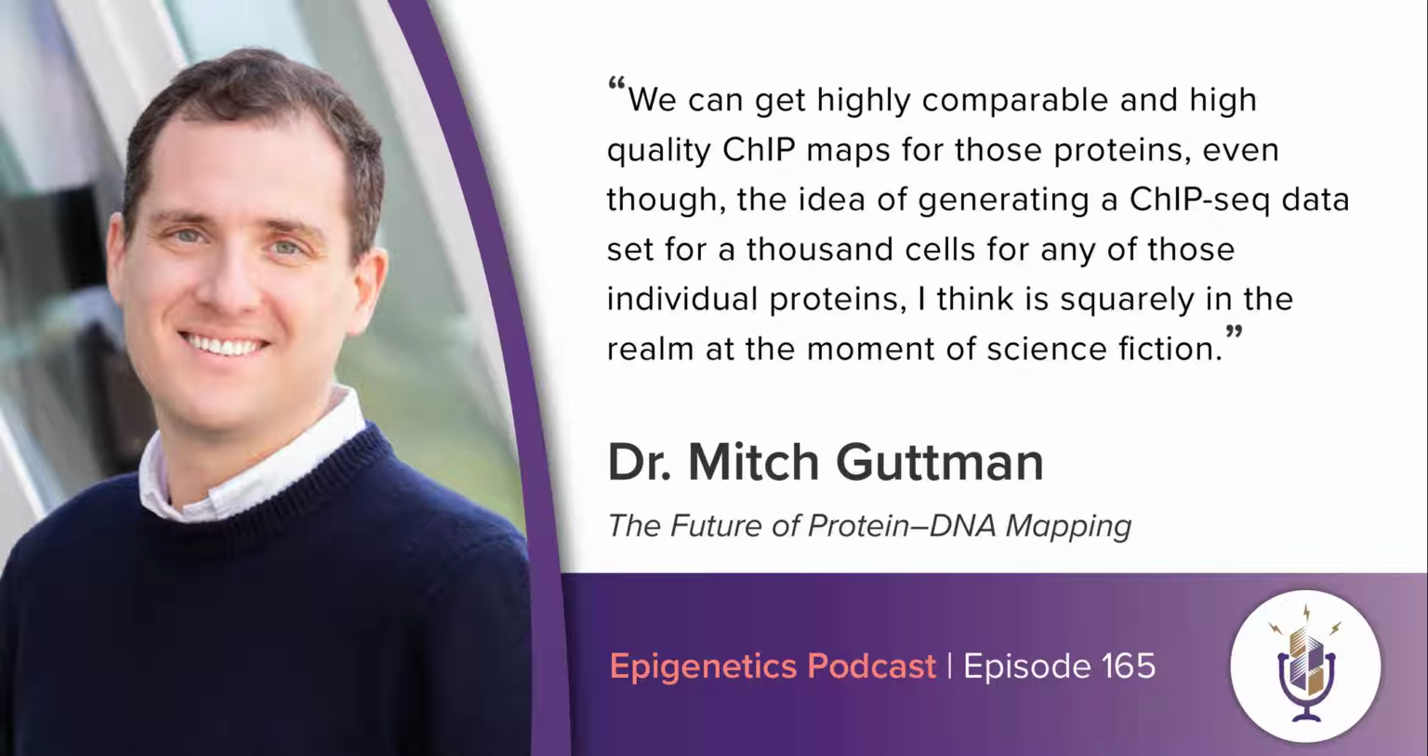So in CUT&RUN, you would need less antibody than in a traditional ChIP experiment, because you would need like 4 micrograms or whatever in a traditional ChIP experiment. So how much antibody would you need in a ChIP-DIP experiment? Yeah, that's a really great question. And I can't give you an answer off the top of my head.